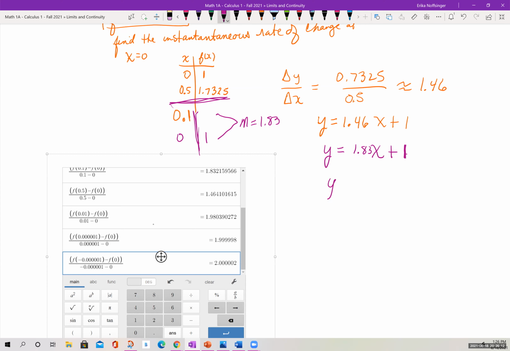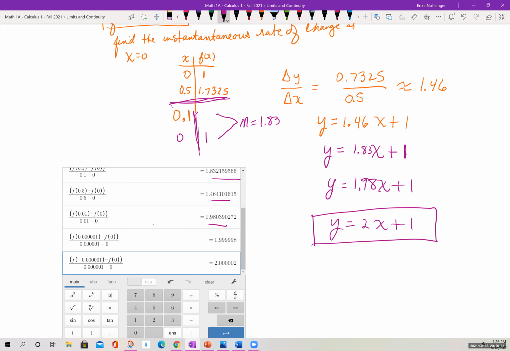So we have y is equal to, let's just look at a couple of them. So I did this one, I did this one. I did 1.98x plus 1. y equals 2x plus 1. This is our tangent line. And the instantaneous rate of change is 2.